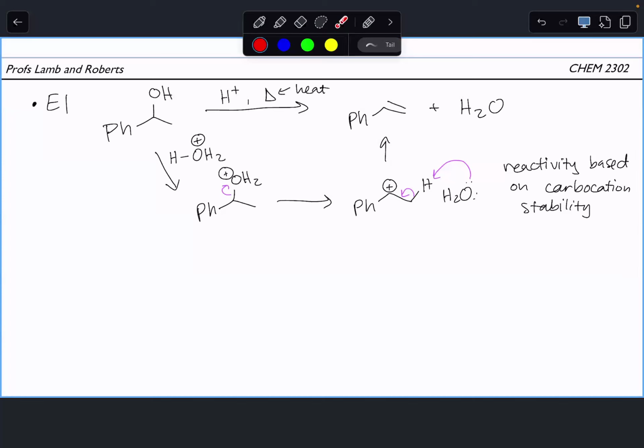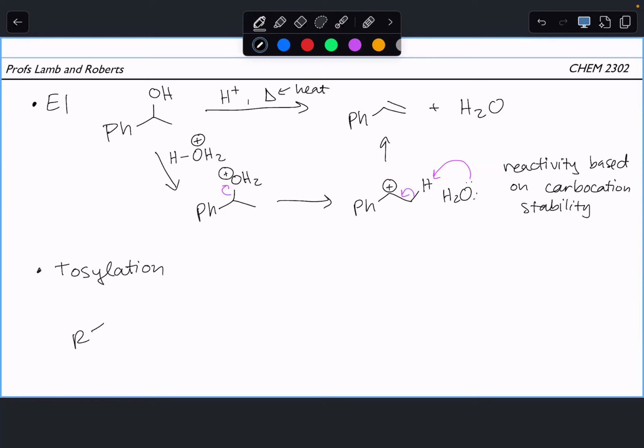Okay, so that's E1, right? And it's multiple steps. This is not E2, it's E1. So you make a good leaving group, it leaves, you form a carbocation, and then you pull off an adjacent proton. That's E1. Okay, the last one that we want to review is called tosylation.